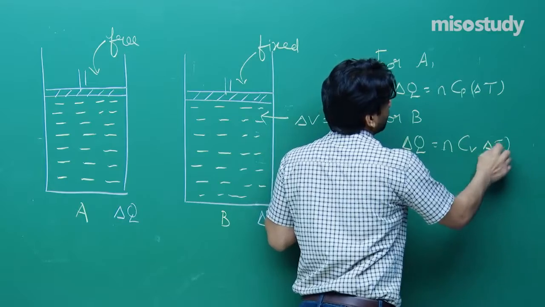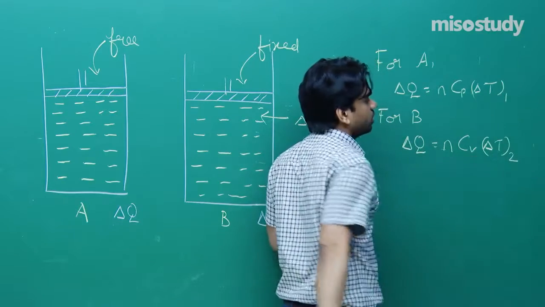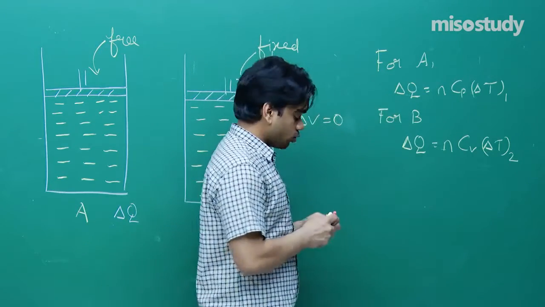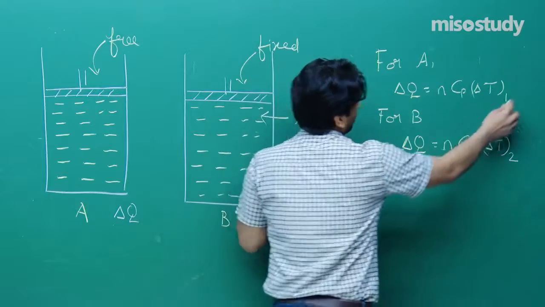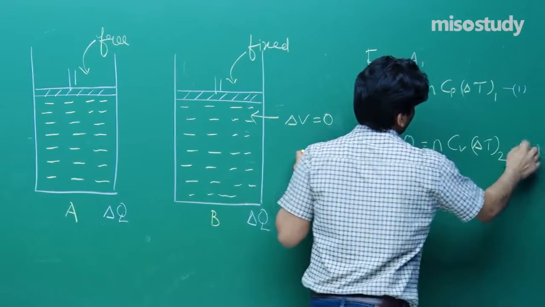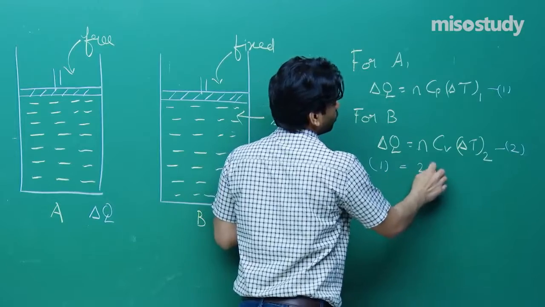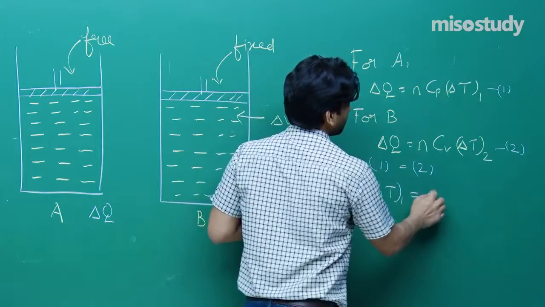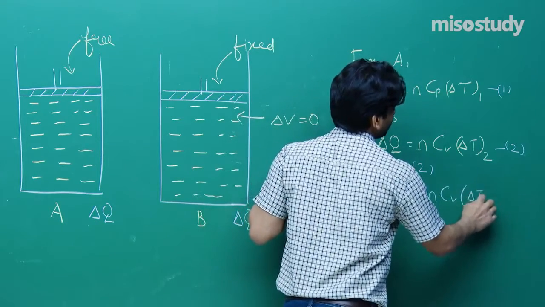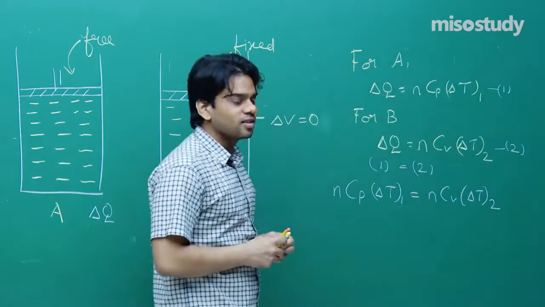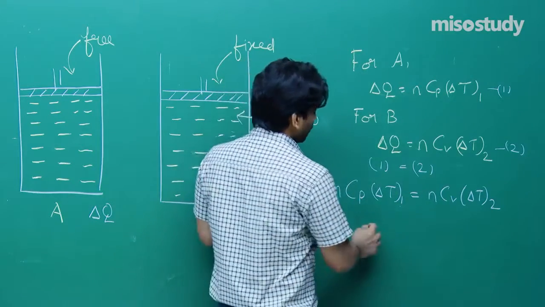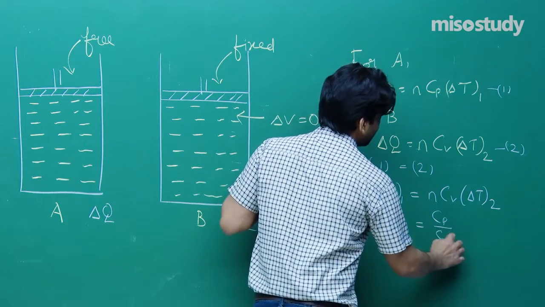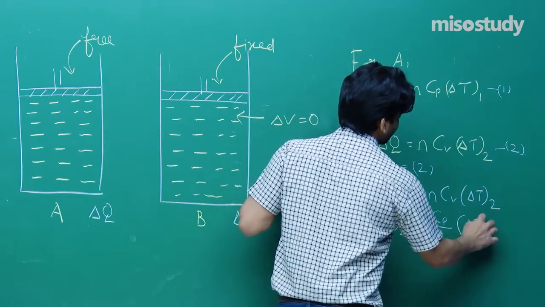NCV delta T, and let's say in this case it is delta T2, and in this case delta T1. Since both are equal, let's say this is first and this is second, so we can say that 1 is equal to 2: NCP delta T1 is equal to NCV delta T2. From here, the value of N can be cancelled out. You can find delta T2 as Cp by Cv multiplied with delta T1.